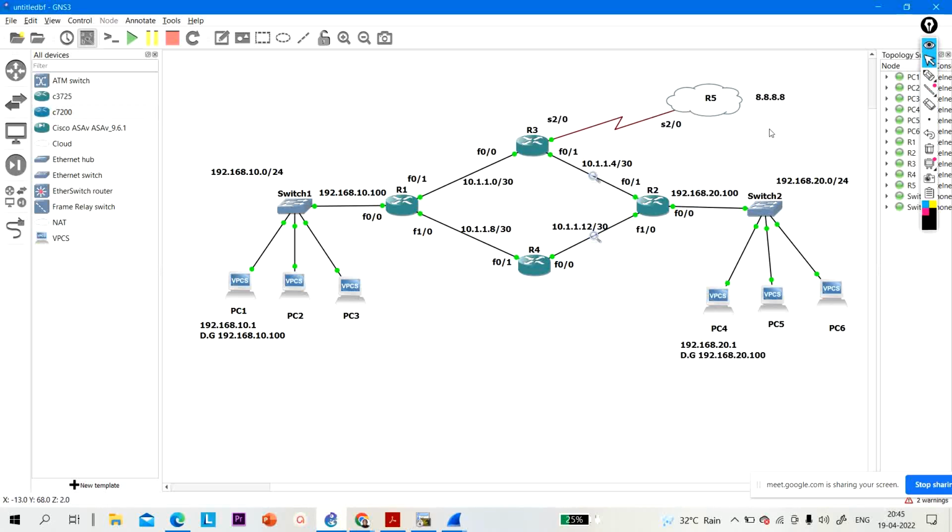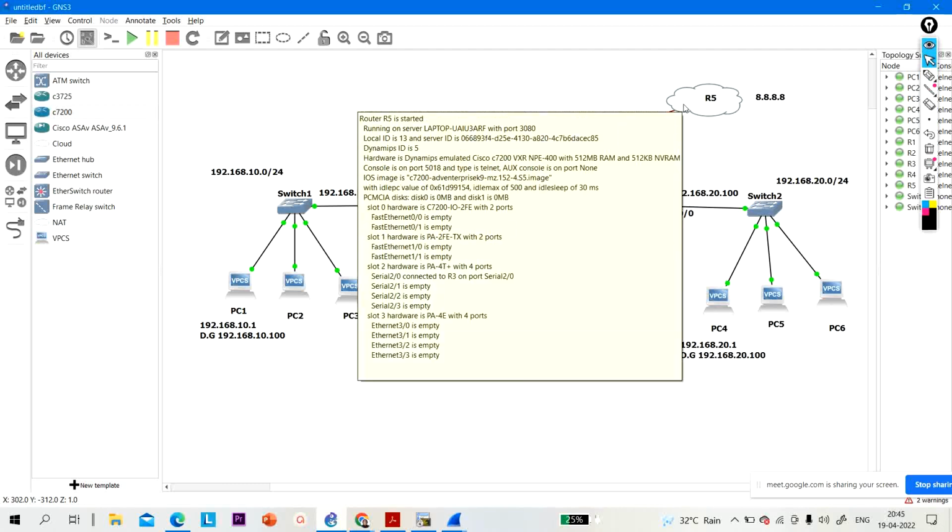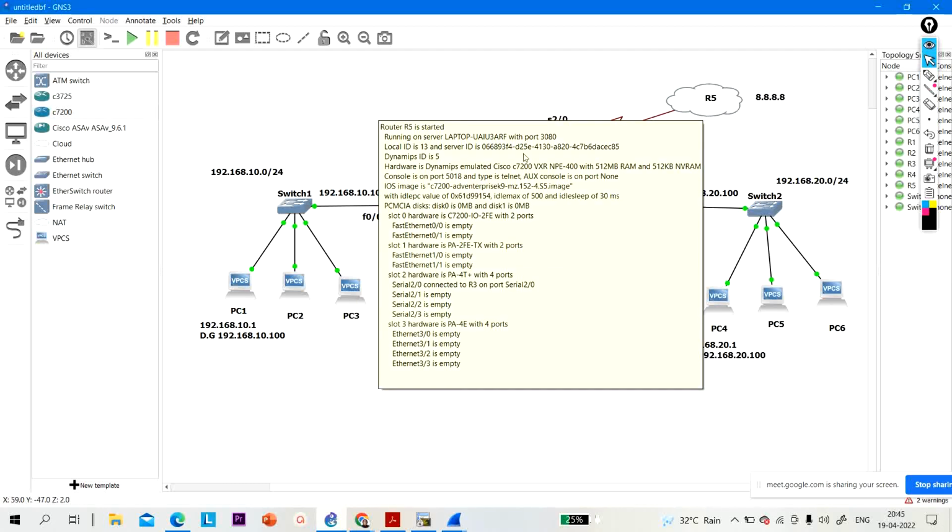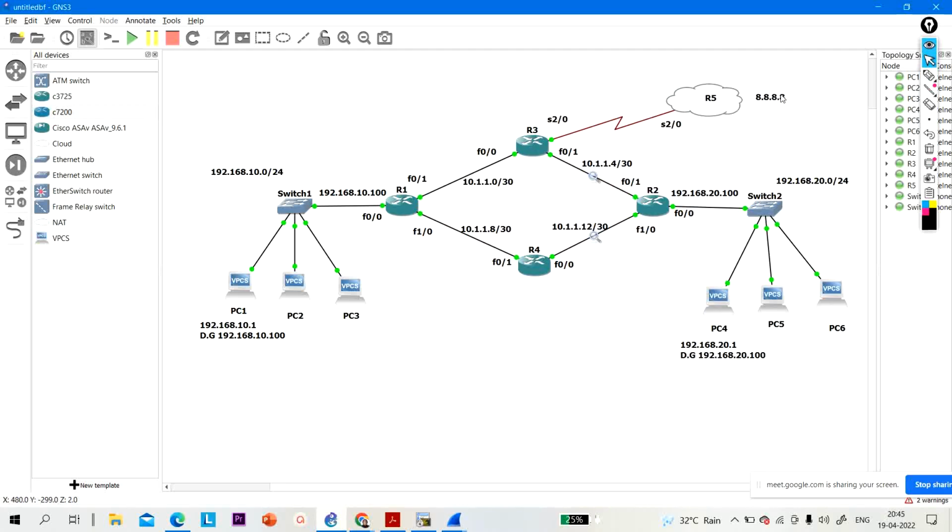Have we configured a serial interface? Yes, for connectivity from the ISP in real time, definitely. Maximum bandwidth for serial is 2 Mbps, right? Yes. In a real environment you will use optical fiber. So this is my ISP, right? There are a lot of servers. Suppose 8.8.8.8, 1.1.1.1, 2.2.2.2, right?